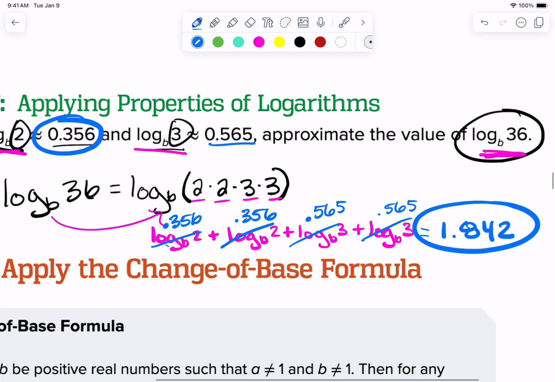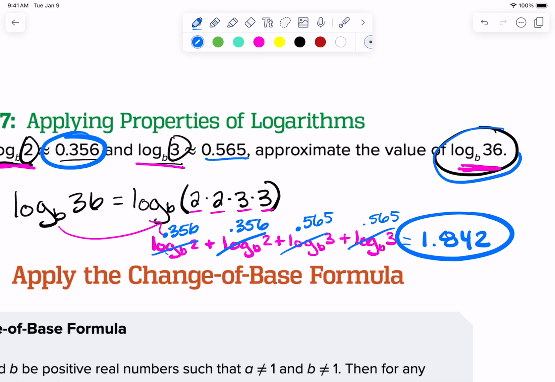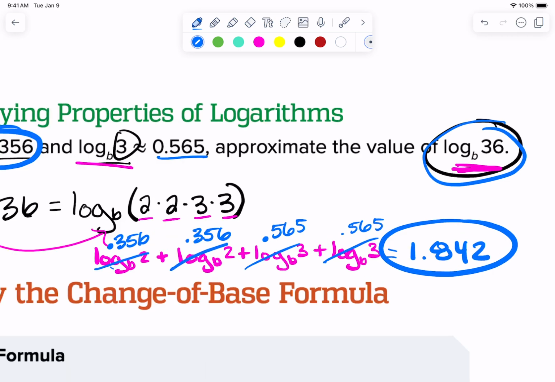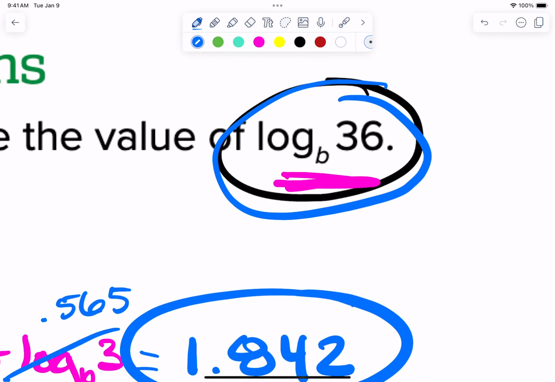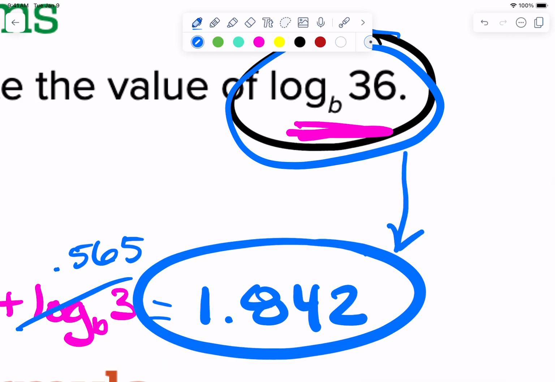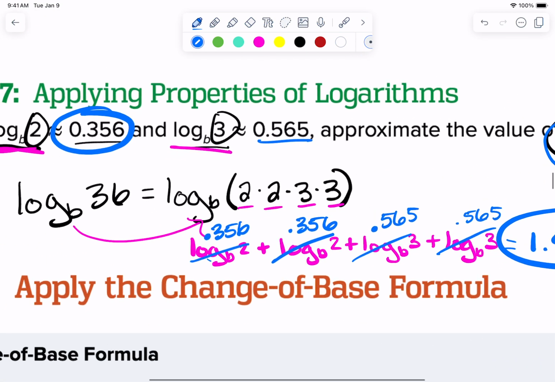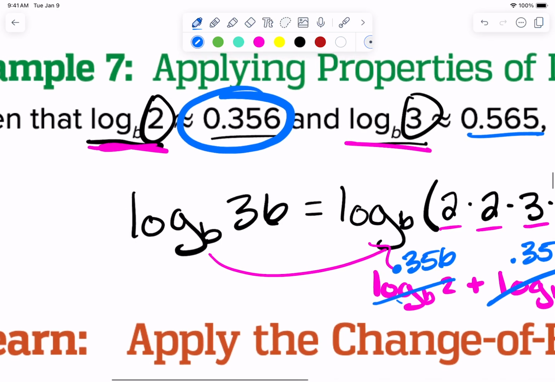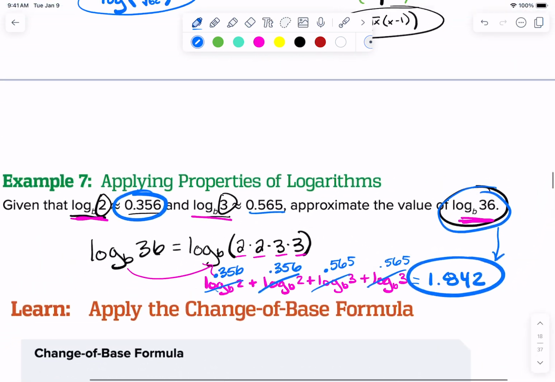Now, the problem here is, if I'm trying to find what log base b of 36 is and just plop that into my calculator, I can't do that unless I know what the base is, right? I can't just plug in log base b of 36 into my calculator and have it give me 1.842 because I don't know what b is. But they tell me what log base b of 2 is and what log base b of 3 is. So that's why I'm breaking it down into pieces.